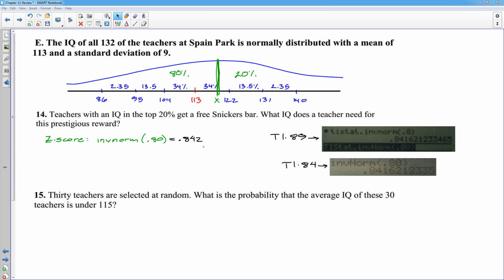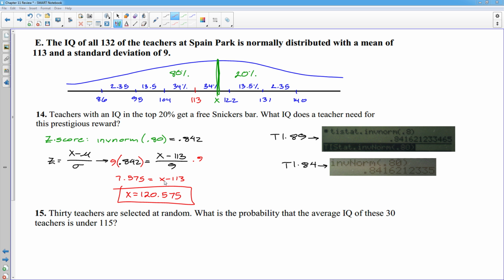All right, once you get the z-score, our z-score is 0.842, then we use our formula. We know that z is equal to x minus mu over standard deviation, and I'll punch everything in. So 0.842, we'll just ignore all the noise in the background. We don't know what x is, that's what we're looking for, minus the mean of 113 over a standard deviation, which was 9, and then we simply solve that equation for x, which I hope you can do.